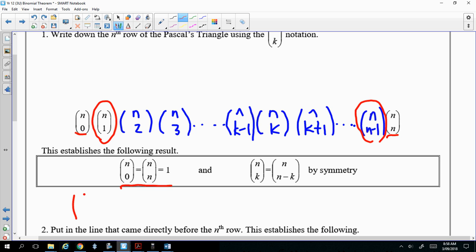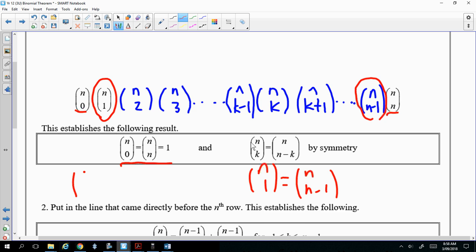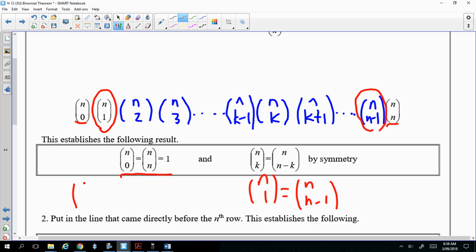The symmetrical property: nC1 is the same as nC(n-1). The second one is the same as the second last one. The third one is the same as the third last one. Or this, which is nCk equals nC(n-k). This is the symmetrical property that we've seen earlier. Okay, good. So these are the two well-known results.